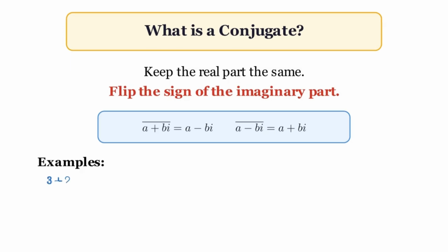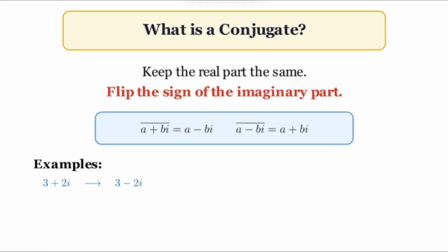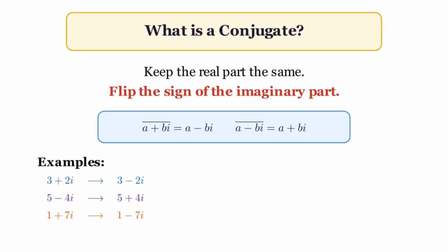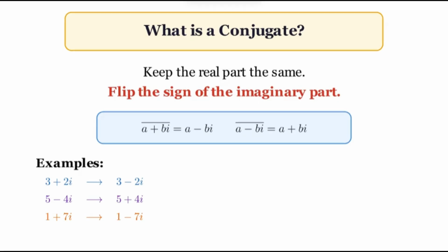Examples: the conjugate of 3 plus 2i is 3 minus 2i. The conjugate of 5 minus 4i is 5 plus 4i. The conjugate of 1 plus 7i is 1 minus 7i. Just flip the sign in the middle. That is all. Why do we need the conjugate?